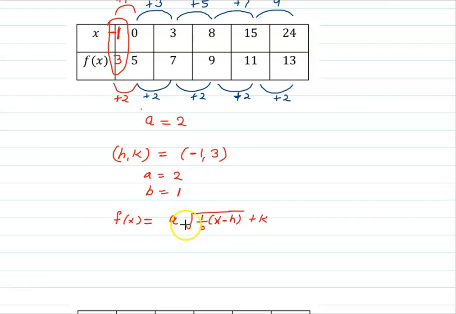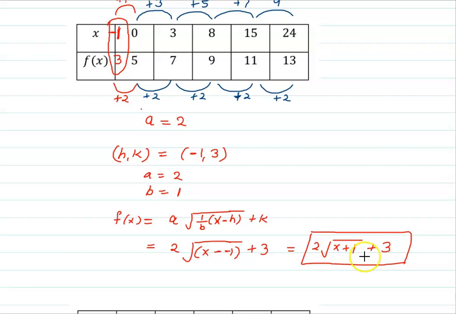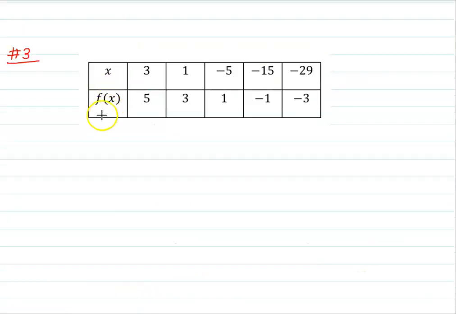Now we plug in the values of a, b, h and k into the standard square root function. So this is the square root equation for this given table. Now we are going to work on another problem where there is a horizontal stretch, a vertical stretch, and a reflection as well. So we start by finding the differences in x values and y values.